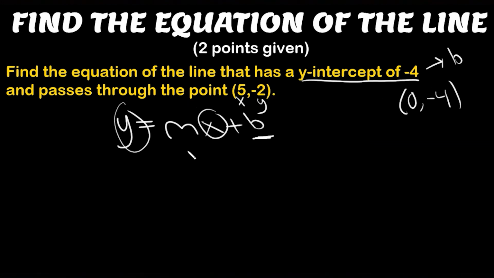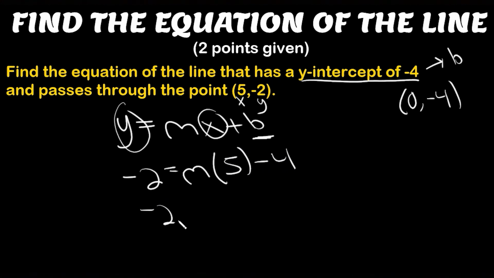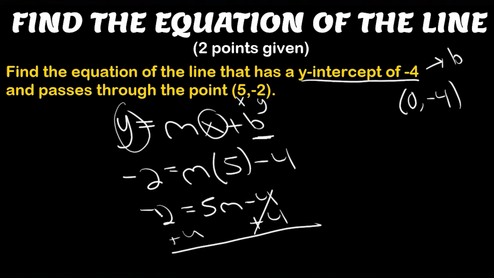So for me, I'm going to plug in a -2 into y. I don't know my slope. My x is going to be 5, and my b is -4. So now I'm left with -2 equal to 5m minus 4. From here, I want to add 4 on both sides. This will cancel. -2 plus 4 gives me positive 2. So 2 is equal to 5m. My last step, divide both sides by 5, and I get m is equal to 2 over 5.